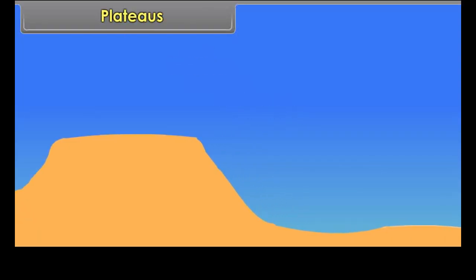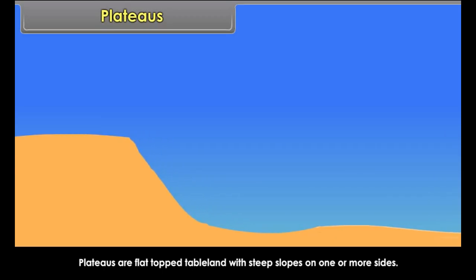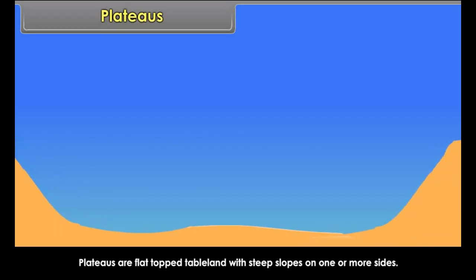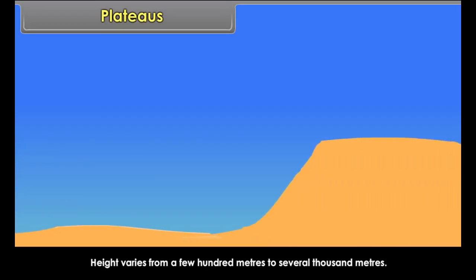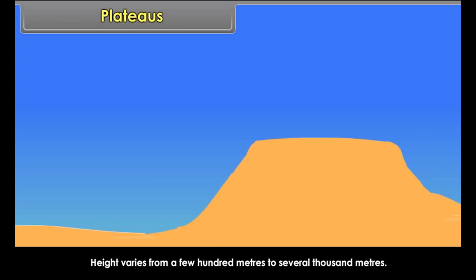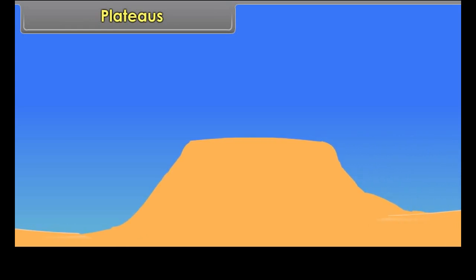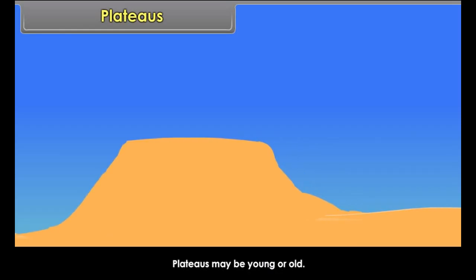Plateaus. Plateaus are flat-topped tableland with steep slopes on one or more sides. Height varies from a few hundred meters to several thousand meters. Plateaus may be young or old.